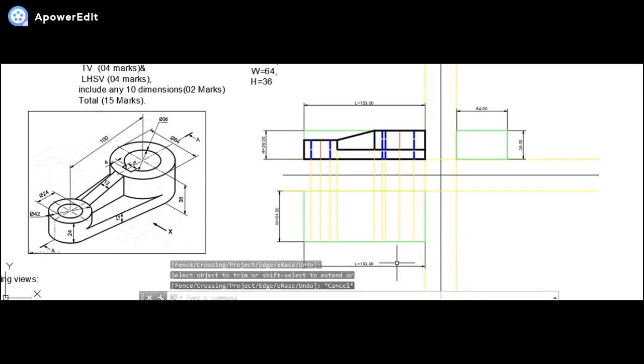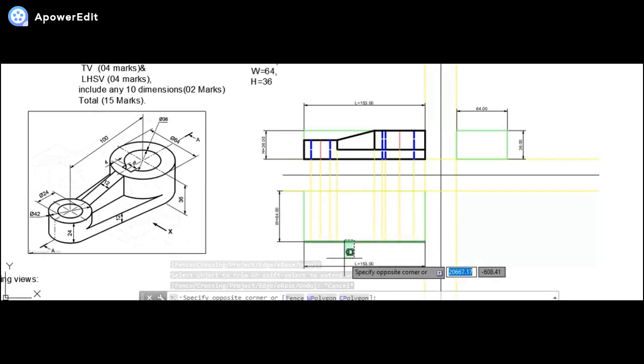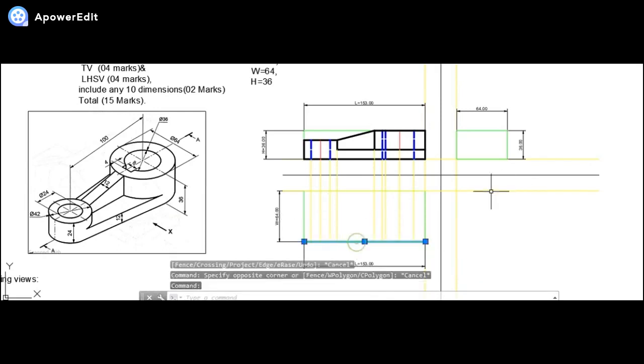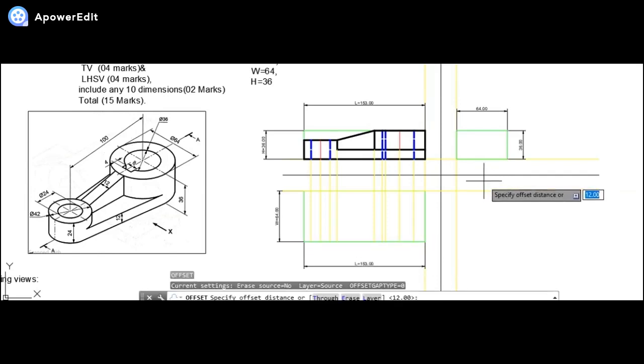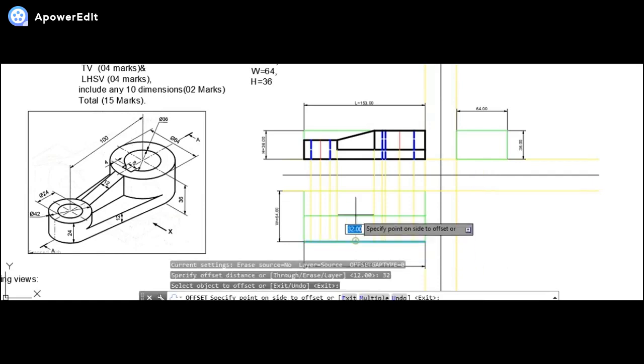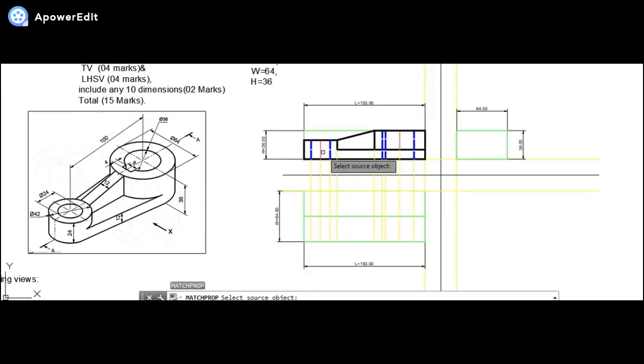If I see the top view, it's a purely symmetrical view about the horizontal axis line. So I will be making that axis line first of all. So this is the one. I will be making the axis line since the width is 64. So at the mid, that is at a distance of 32, it will be made. Now I'll be making this as the axis line.